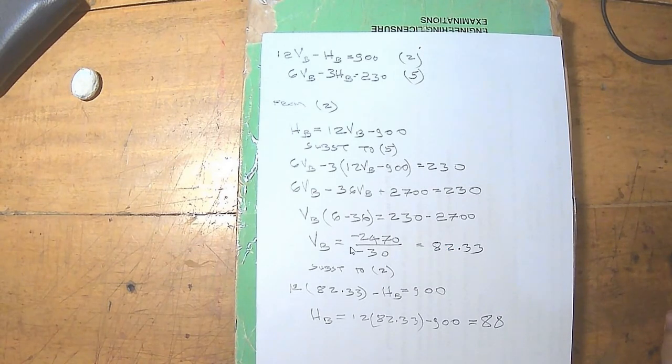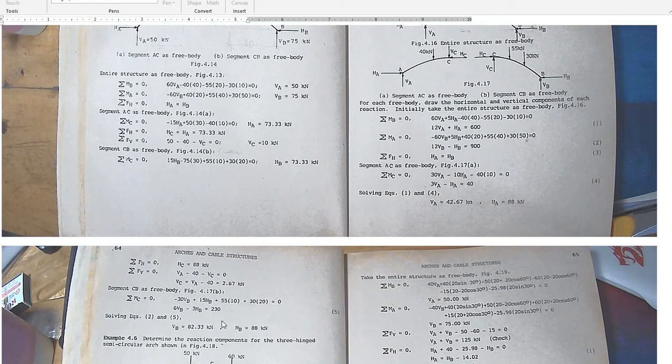And then you substitute V sub B sa equation 2. So 12 times V sub B, which is this, minus HB is equal to 900. So in here, you only have one unknown, which is H sub B. You now have 88. Okay? So, yan ang procedure paano nakuha yung V sub B tsaka H sub B.